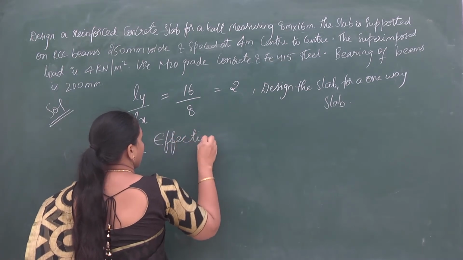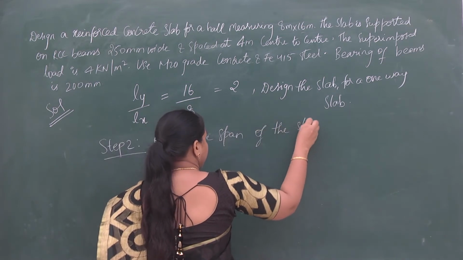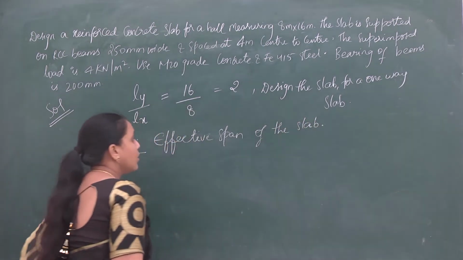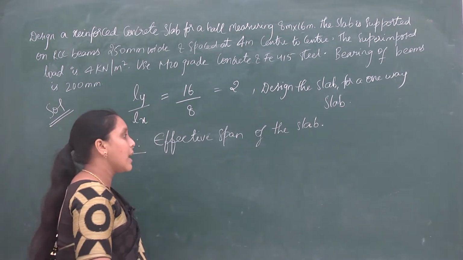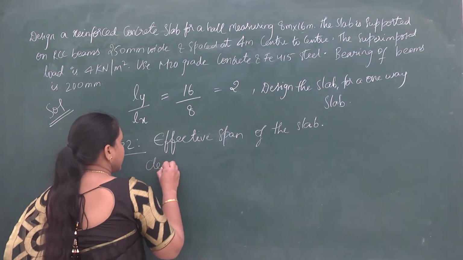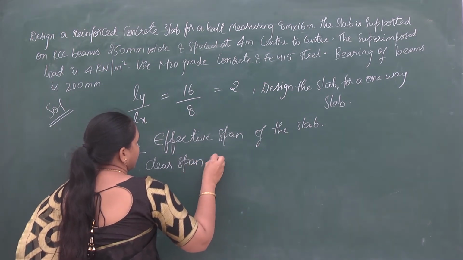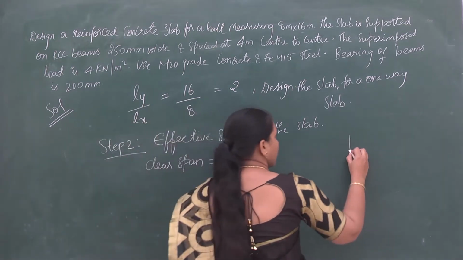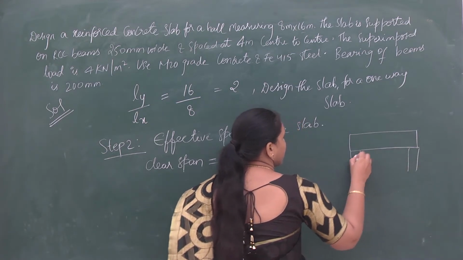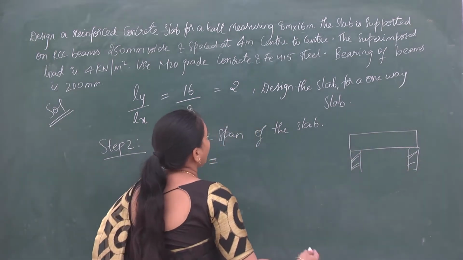Effective span of the slab. So to calculate the effective span of the slab, first we have to calculate the clear span of the slab. So first let us calculate the clear span. So what will be the clear span, for suppose if these two are the supports and this is our slab, okay.